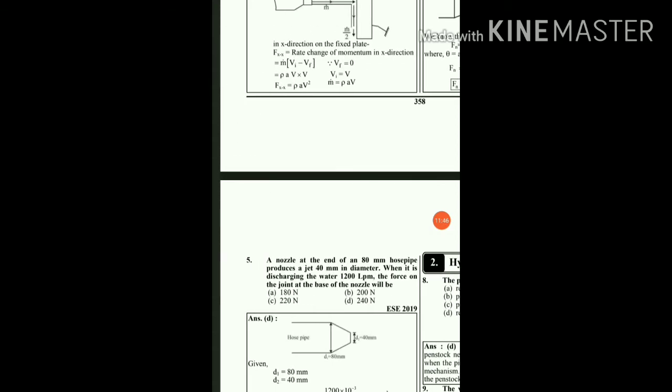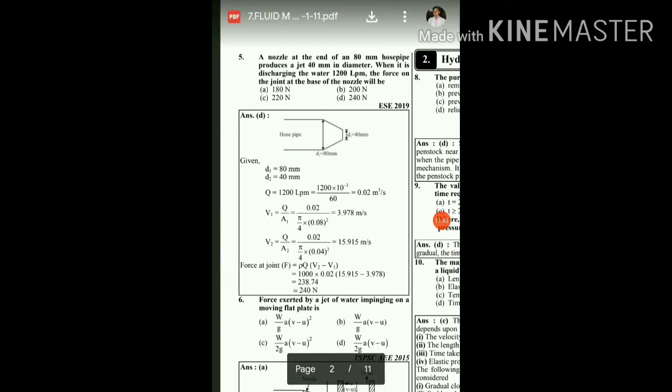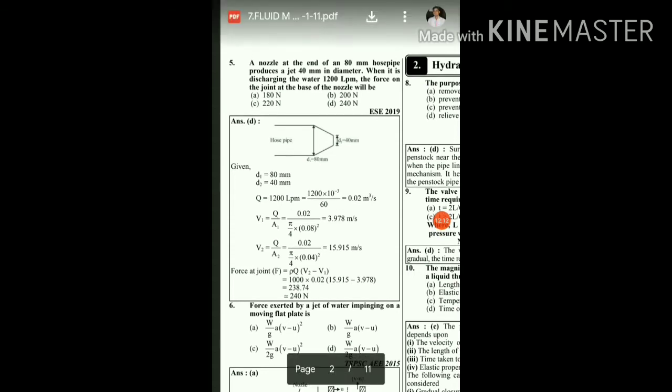The next question, question number 5. A nozzle at the end of an 80 mm hose pipe produces a jet 40 mm in diameter. When it is discharging water at 1200 liter per minute, the force on the joint at the base of the nozzle will be. So the question is how to find out the force on the joint at the base of the nozzle.